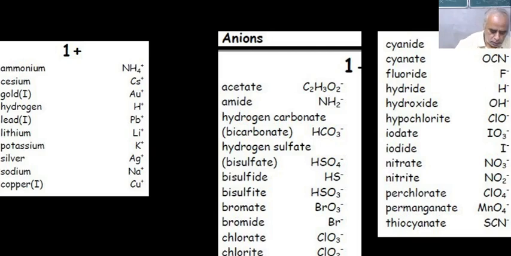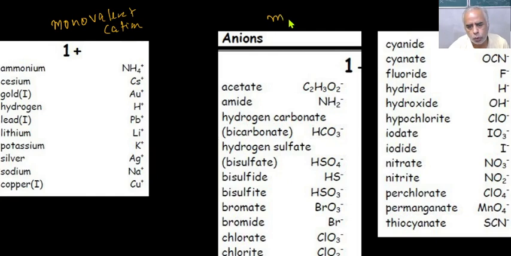In this tutorial, we will be studying about cations and anions and how to form compounds based on that. Cations means positively charged ions. Anions means negatively charged ions. Let us consider the monovalent. Monovalent means single valency. Monovalent cations, and these are monovalent anions.